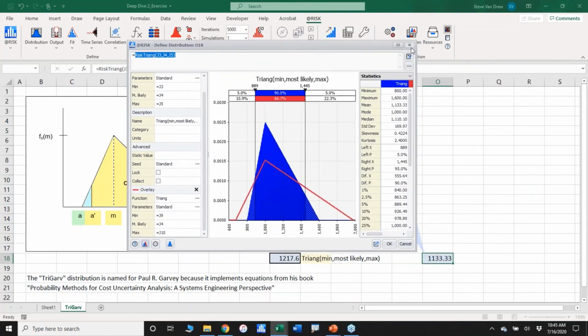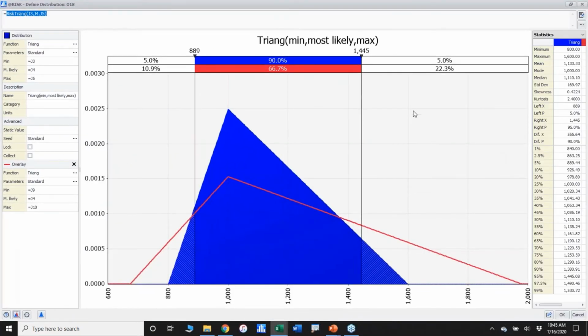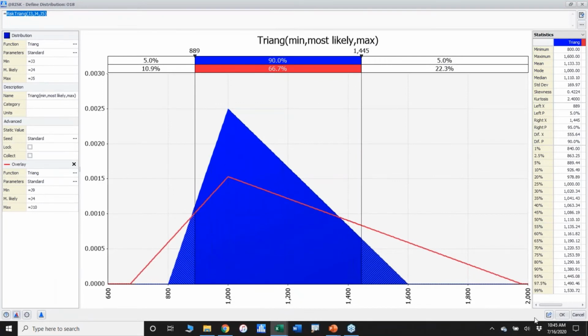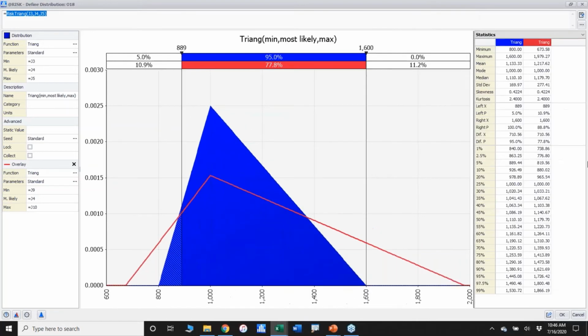Still triangular. See the red and the blue, the blue being the original one, the red being the modified one. The important thing to notice here is at the 1,600 value, with the blue, we've got nothing above that originally, but we have 11.2% above it. That is what trigarv had to do. And in order to do that, it had to give us a maximum of, and we're looking at the red ones, a little bit under 2 million.